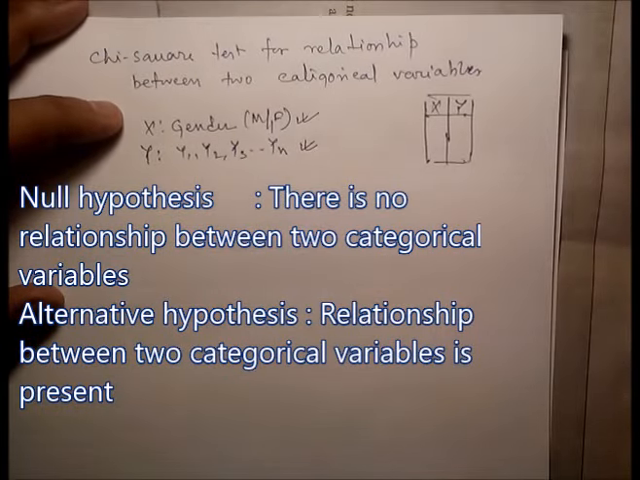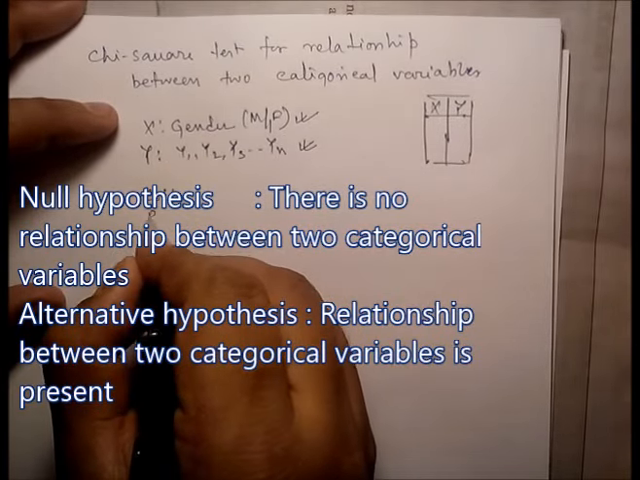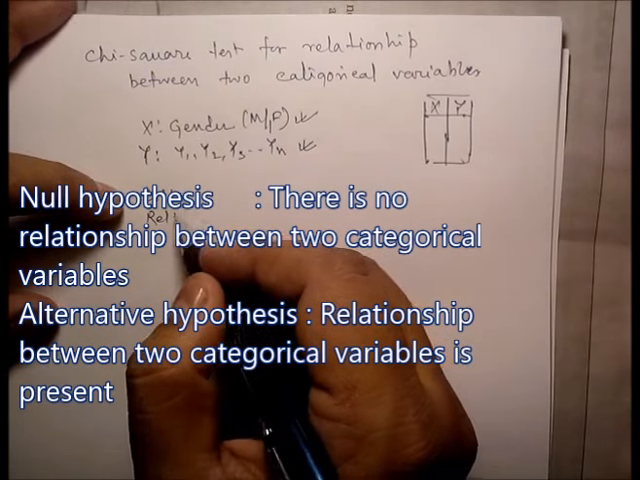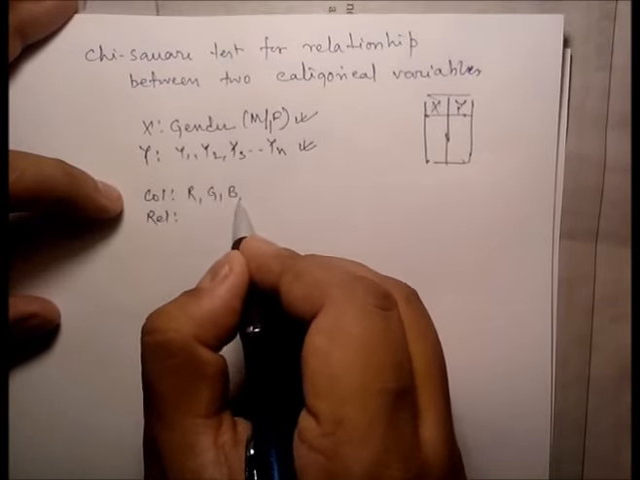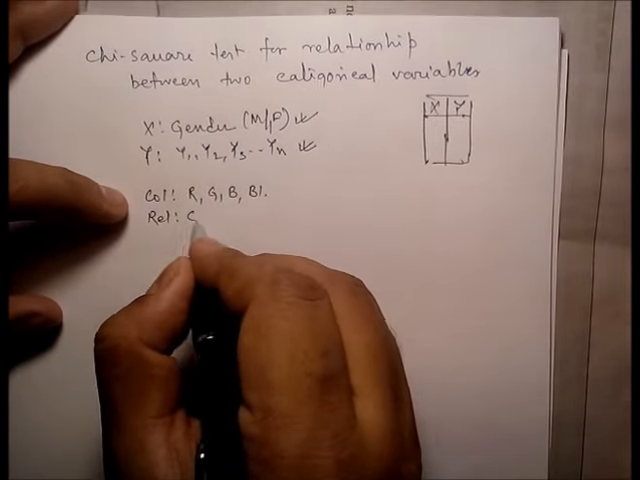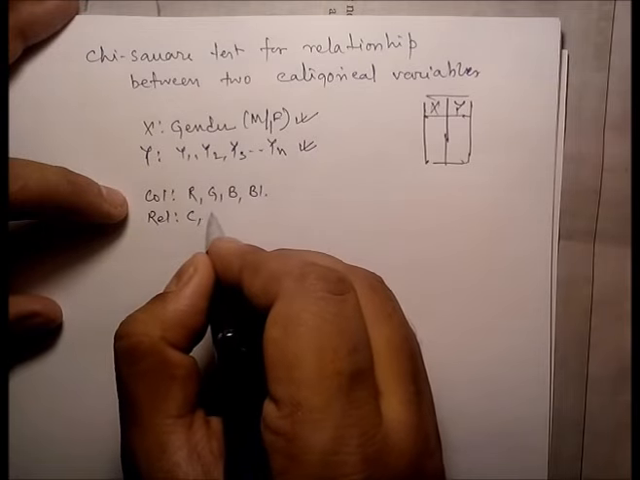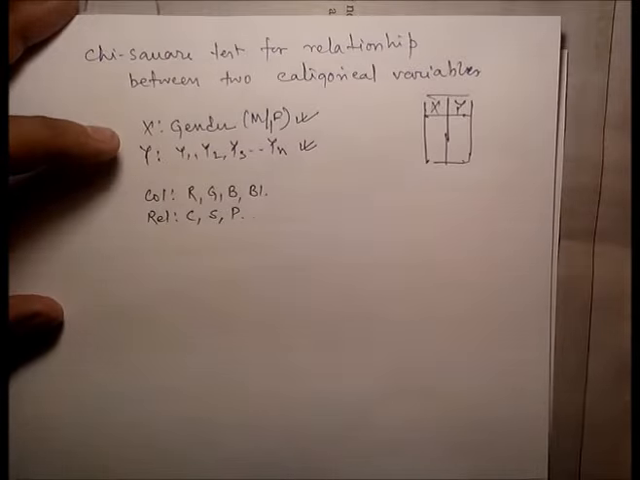Okay, or to know the relationship between the color, color with religion. Is there any relationship between color and religion? Say color may be red, green, blue, black, and religion may be Christian. Okay, it may be the Sikh, it may be Parsi, and so on.